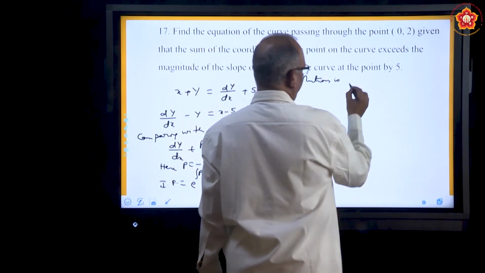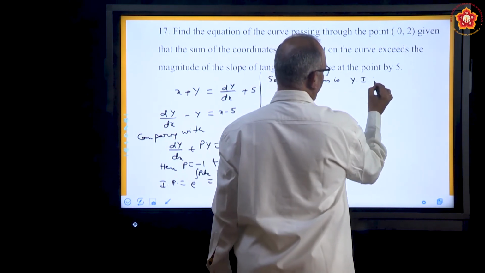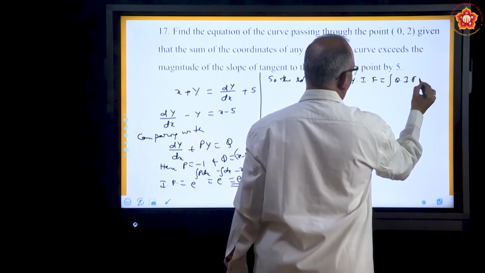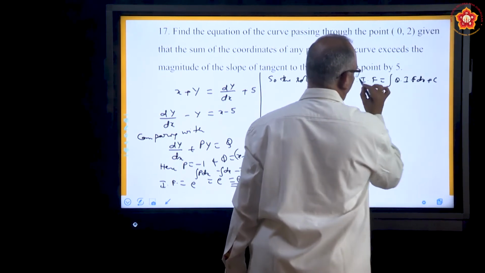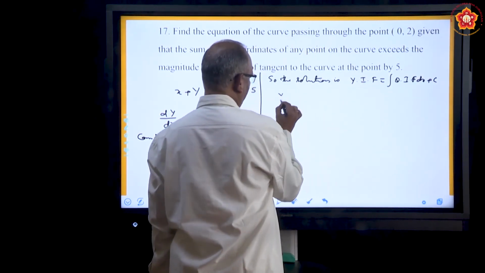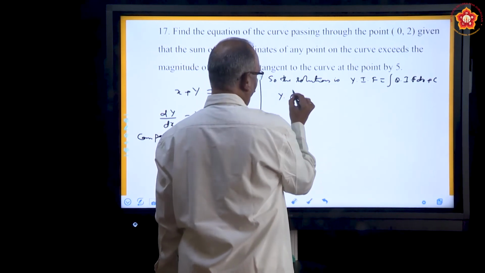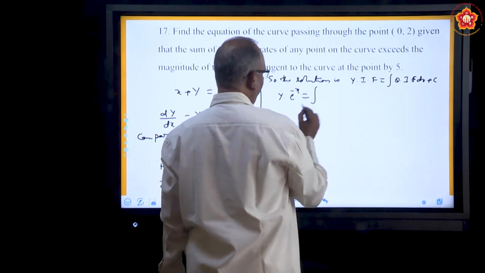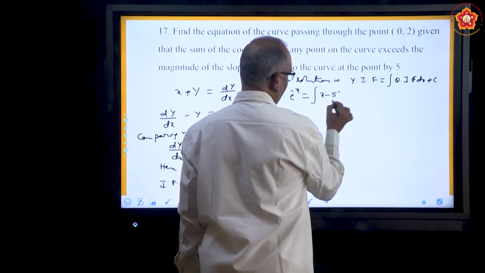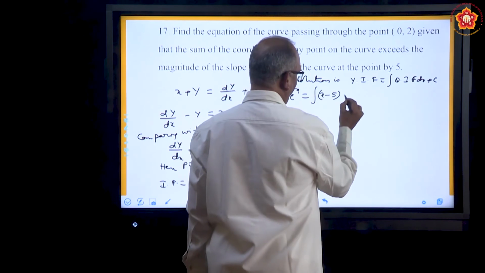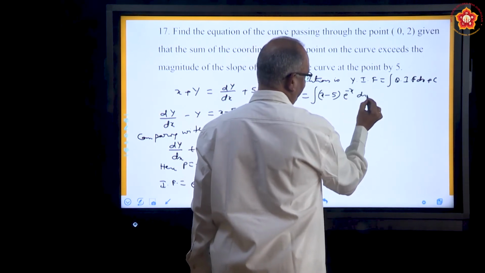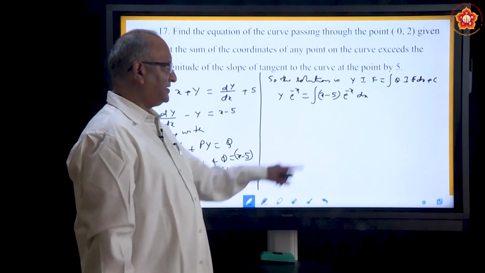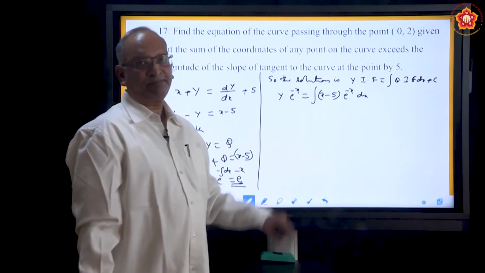The formula is y into integration factor equal to integral of q into integration factor dx plus c. So, substitute there: y into integration factor e to the power minus x equal to integral of q. What is q here? x minus 5, into e to the power minus x dx. So, our task right now is to integrate this.